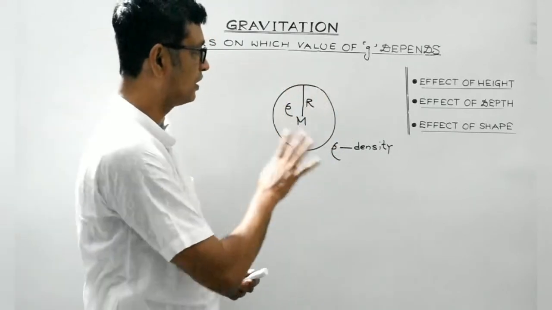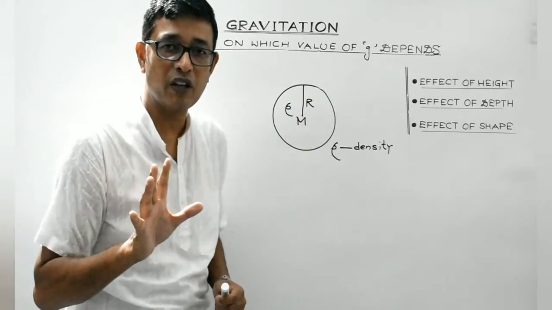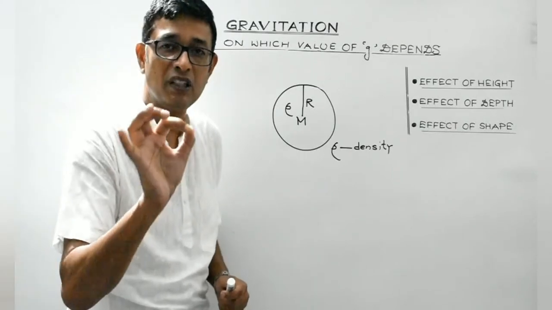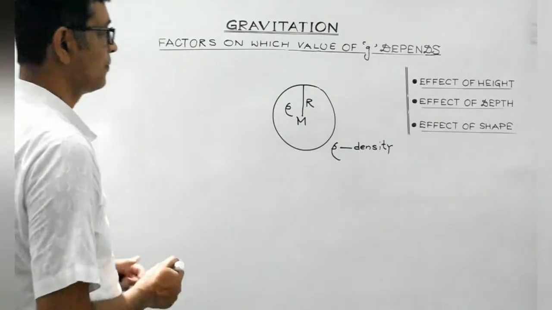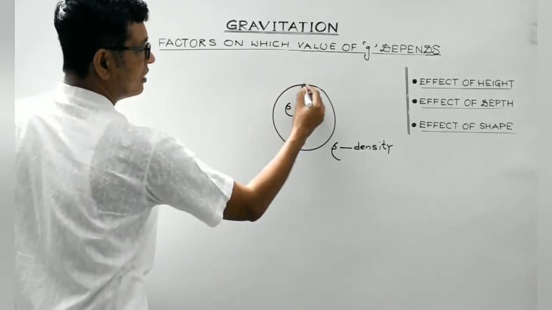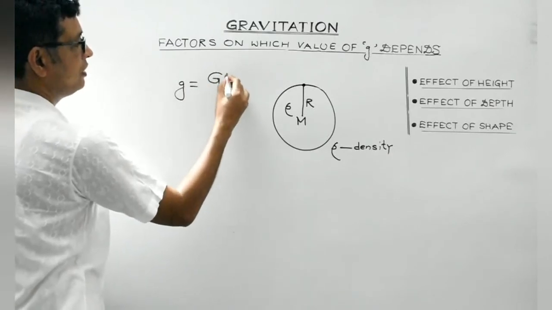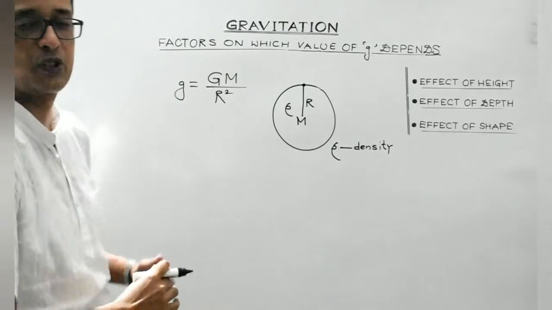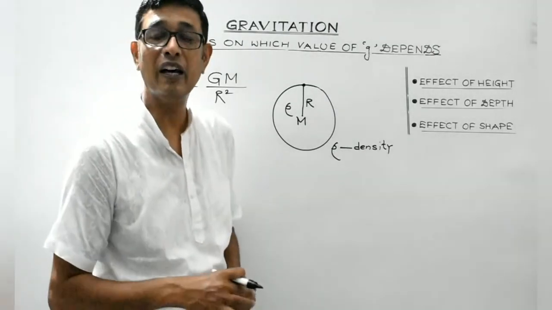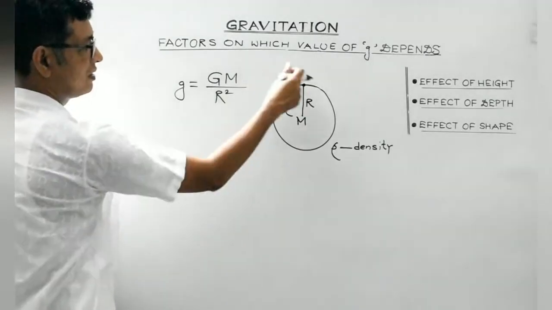M is the mass of the Earth, R is the radius. And what more approximation have we assumed? We have assumed the Earth to be a perfect sphere of radius R. So at any point on the Earth's surface, the value of small g is found to be GM divided by R square. This is the expression which we have obtained for the value of acceleration due to gravity at any point on the Earth's surface. R is the radius.